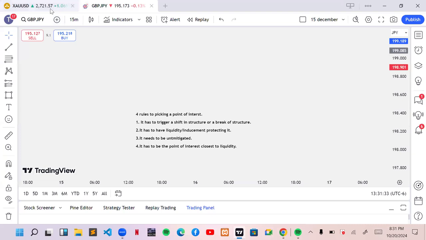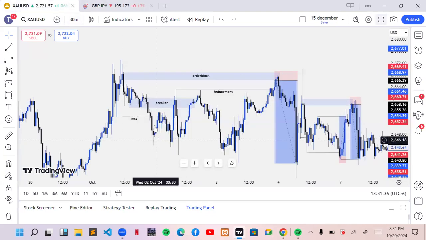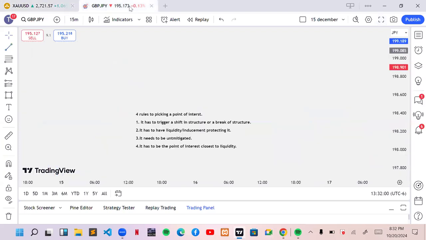Third rule, it needs to be unmitigated. Now this is where it comes in. This is our breaker block, this is our other block. But this is our breaker block. Because remember, I said mitigation is when market price comes to tap a point of interest after a shift of market structure. This is our breaker block right here, and this is our other block. But after the shift of market structure, market actually came back to tap into this breaker block, meaning that this breaker block has now been mitigated, now disqualifying it from our point of interest that we can use to take a trade.